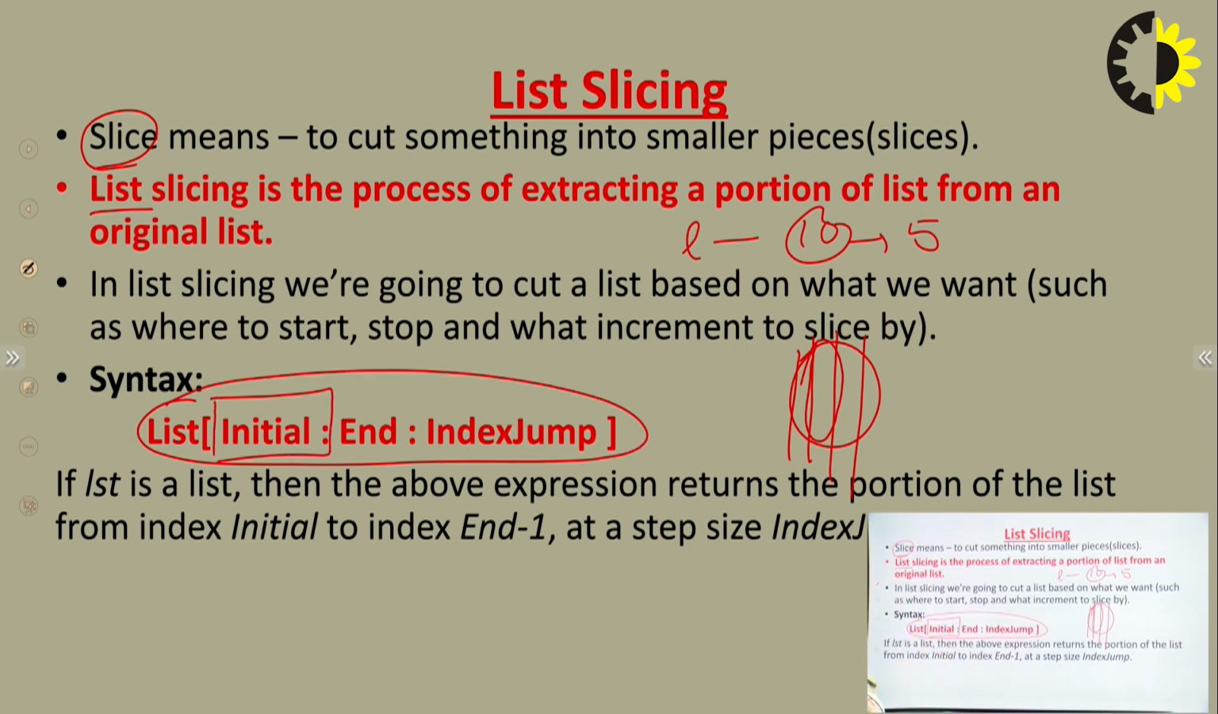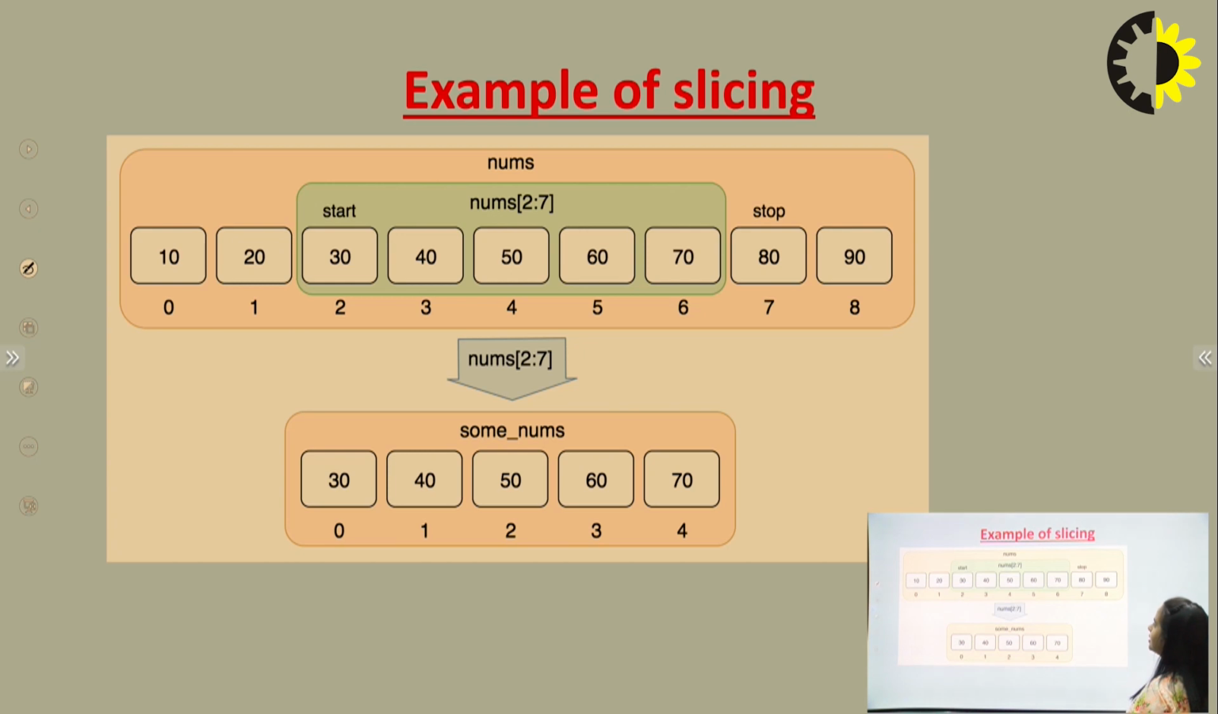First parameter is your initial. Initial means from which index I have to start our slicing. Second is your end, where I have to stop my slicing. Next is your index jump, meaning how many elements I have to jump to print the next value in our slicing. Let's take an example.